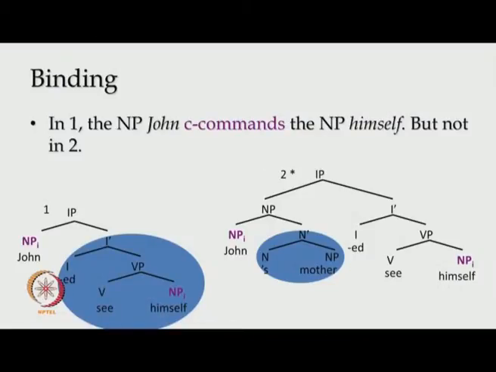So this is what we talked about. In 1, the NP John C-commands the NP himself. Clear? Do you agree that NP John C-commands NP himself? John is not dominating himself, and himself is not dominating John. That was the reason why I wanted you to understand, in the first place, the relationship called dominance and precedence. So NP John does not dominate NP himself, and himself definitely does not dominate NP John. That's quite obvious.